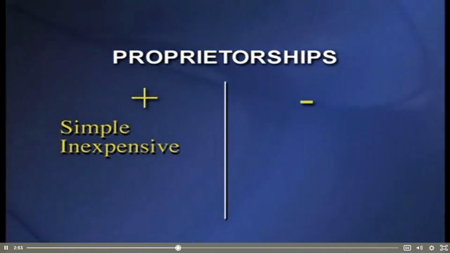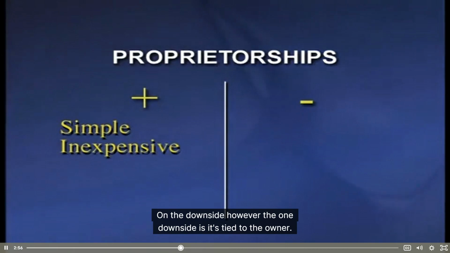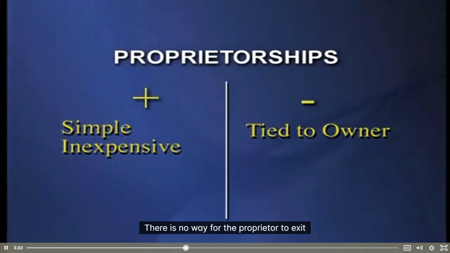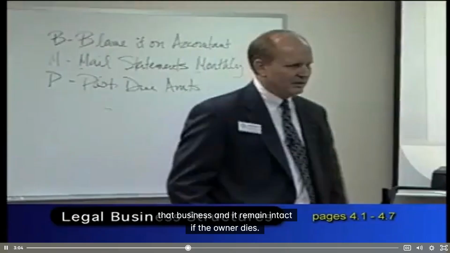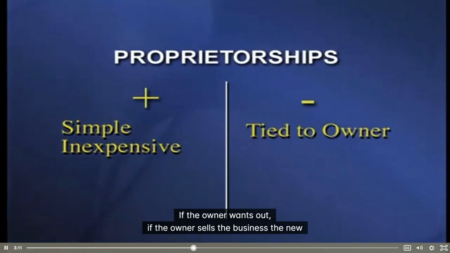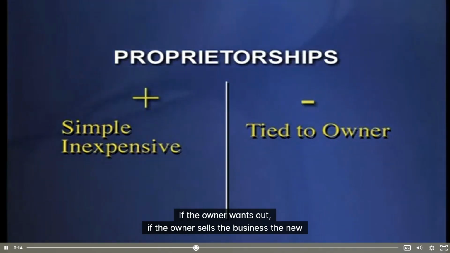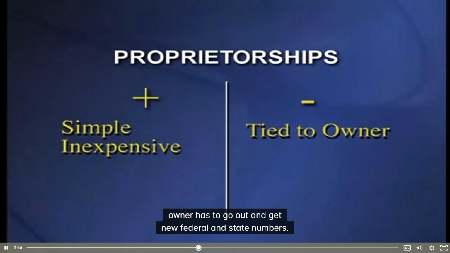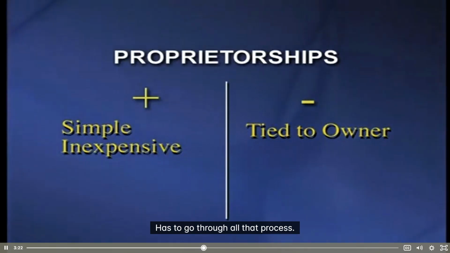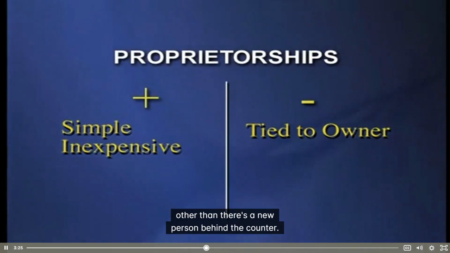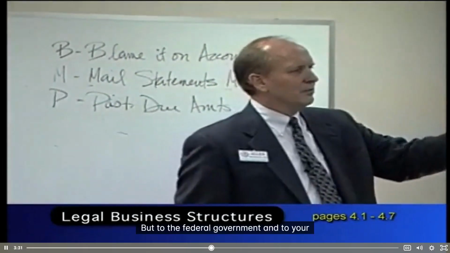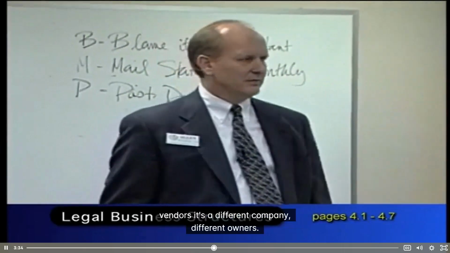Okay? On the downside, however, the one downside is it's tied to the owner. There is no way for the proprietor to exit that business and have it remain intact. If the owner dies, if the owner wants out, if the owner sells the business, the new owner has to go out and get new federal and state numbers, has to get a new business license, has to go through all that process. Now, to the public, there may be no change other than there's a new person behind the counter. That might be the only change that's recognized. But to the federal government and to your vendors, it's a different company, different owner.